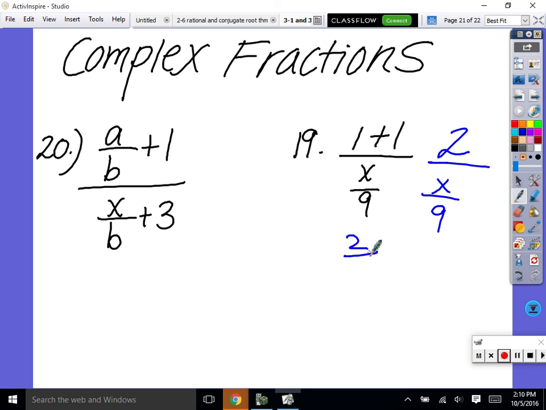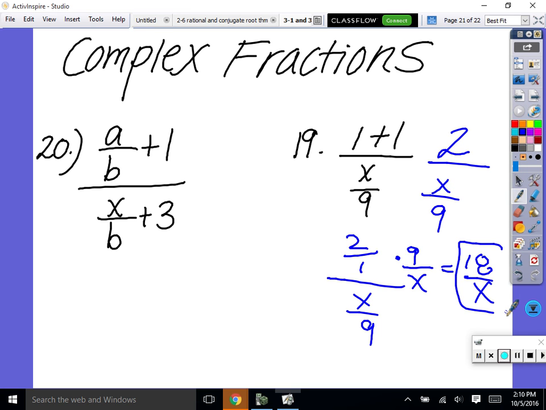So aren't we now just dividing fractions? Guys, this is where a lot of people algebraically get it wrong. Isn't the top technically 2 over 1, divided by x over 9? So now we flip the second and multiply, right? So it'd be 9 over x. So that's 18 over x. Does everybody understand complex fractions? So let's look at number 20. No? Did I hear someone say no?